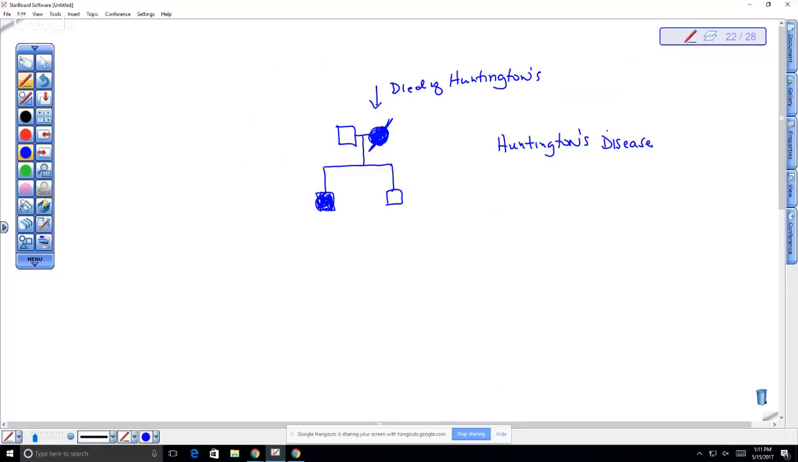This is autosomal dominant. So this is not recessive. There are no carriers. It does not skip generations.